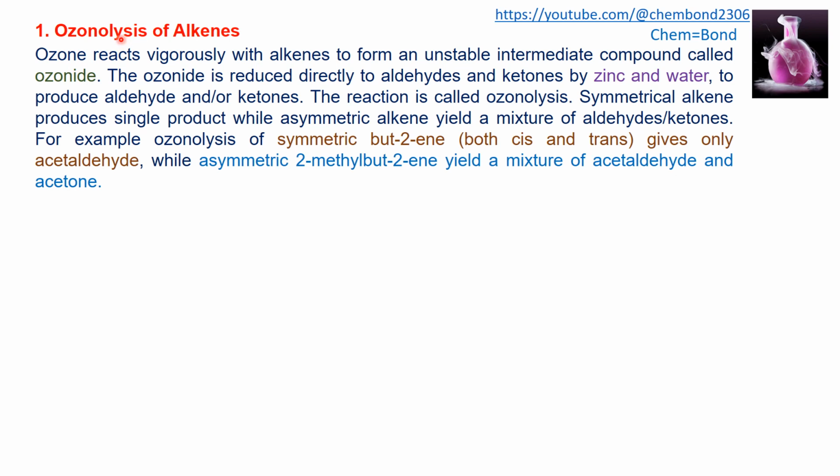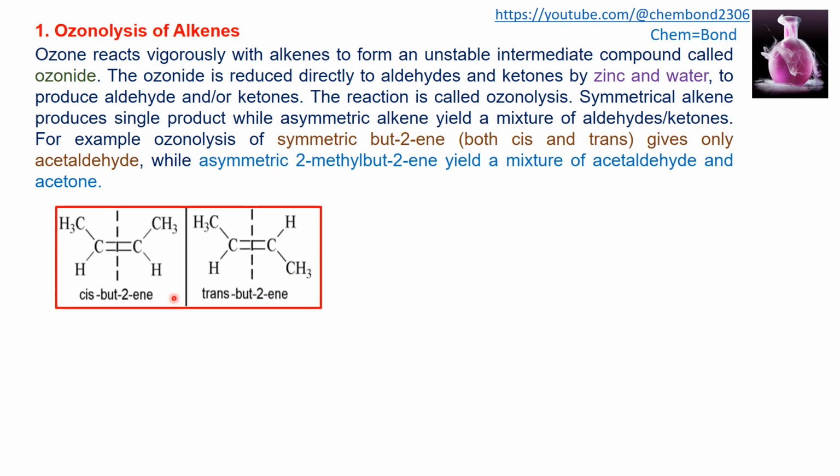Ozonolysis means the reaction of ozone with alkene. Ozone reacts vigorously with alkene to form an unstable intermediate compound that is known as ozonide. The ozonide is reduced directly by zinc and water to produce aldehyde and ketone, and the reaction is known as ozonolysis. So there are two cases given. In case of symmetrical, alkene produces a single product, while unsymmetrical alkene produces a mixture of aldehydes and ketones.